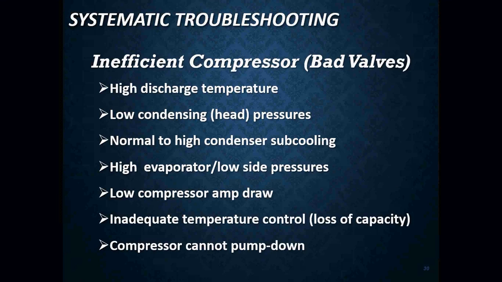When you have inefficient compressors, such as a bad valve on there, you're going to have high discharge temperatures, low head pressure, normal to high condenser subcooling, high evaporator low side pressures, low compressor amp draw, inadequate temperature control, and the compressor cannot pump down if you are dealing with a lot of your refrigeration and air conditioning systems.